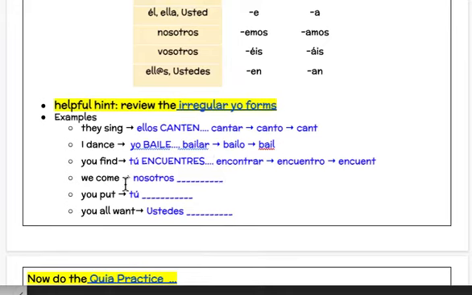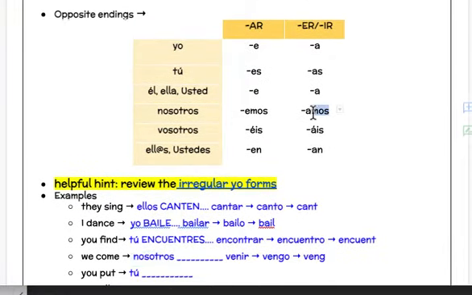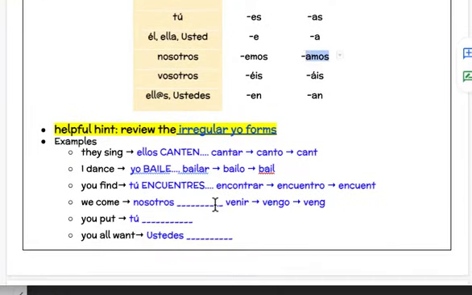All right, next one, we come. The verb for to come is venir. The yo form is irregular, and it's vengo. Drop the O, and let's see, we've got an IR verb that we're working with here, and it's the nosotros form, so we know that our new ending is amos, and we get vengamos.